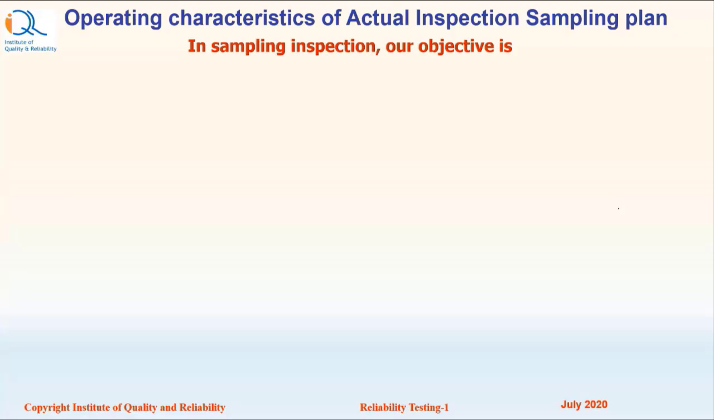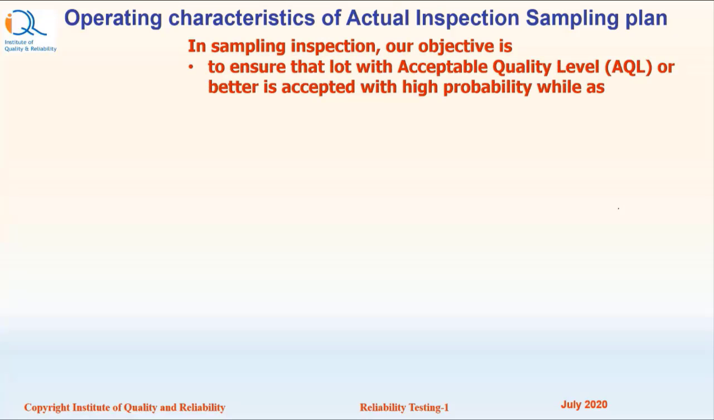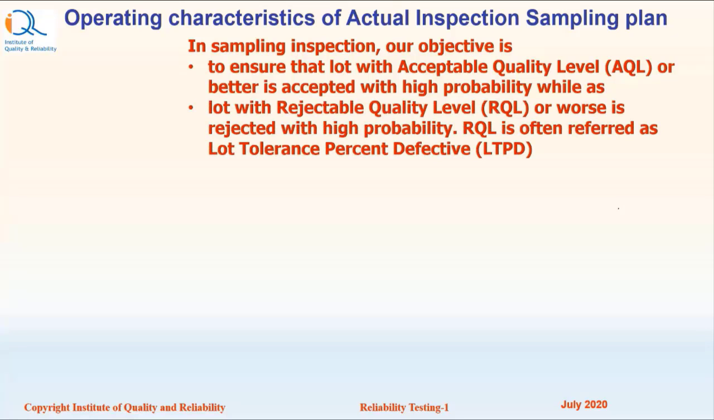In sampling inspection, our objective is to ensure that lot with acceptable quality level AQL or better is accepted with high probability. We cannot go to 1, but let us ensure high probability. While lot with rejectable quality level or worse is rejected with high probability. Again, we cannot have 0 probability of acceptance there, but we will ensure that for RQL, the probability of acceptance would be very low. RQL is often referred to as lot tolerance percent defective or LTPD.